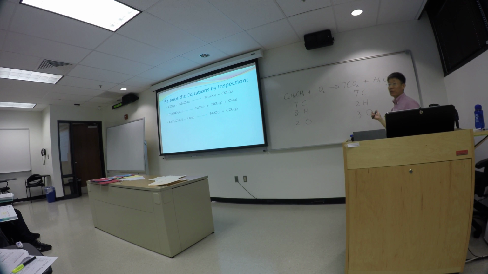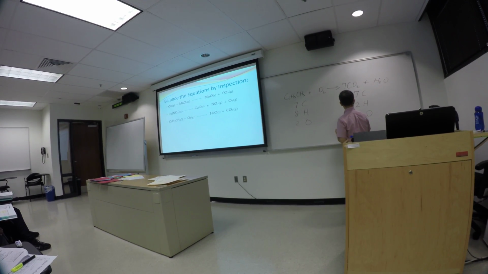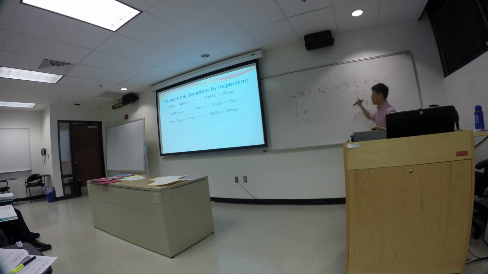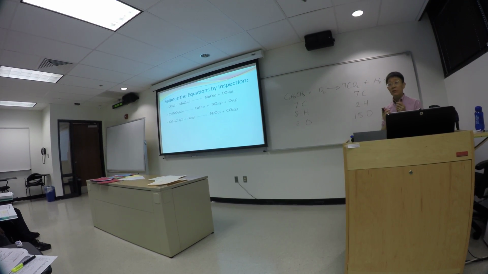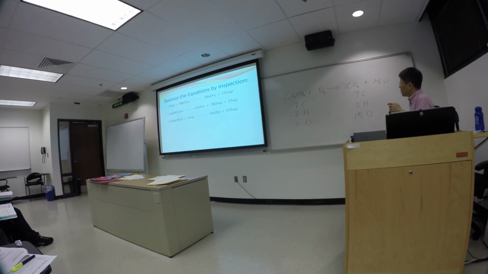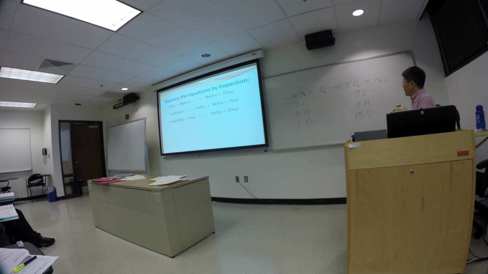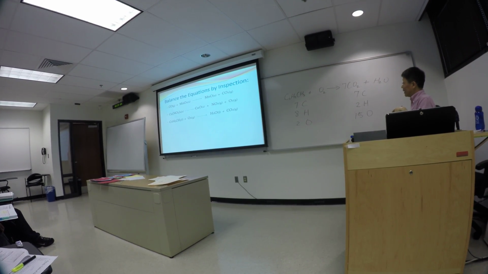That will also change the number of oxygen atoms. So now how many oxygens do we have? 14. 2 times 7, 14, 14 plus 1, 15. Okay. Now we know the hydrogen is still not balanced and oxygen is still not balanced yet.